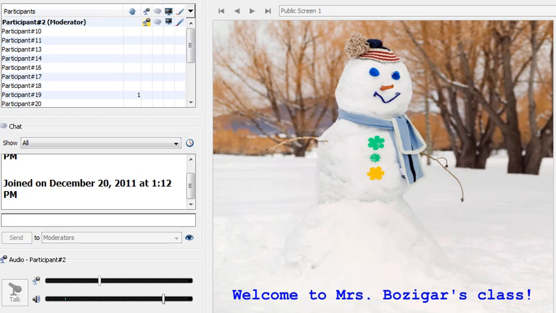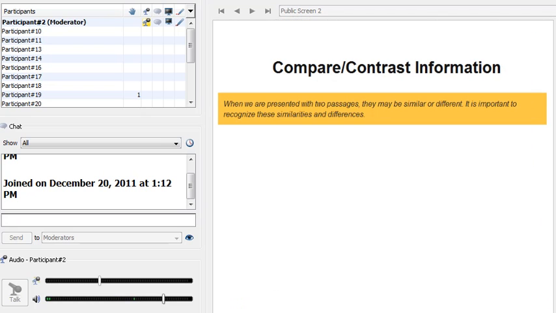Comparing across text. So taking text, separate text, and making comparisons between them. So if we compare and contrast information, right? Any volunteers that would like to read this little sentence here? Go ahead, Hunter.